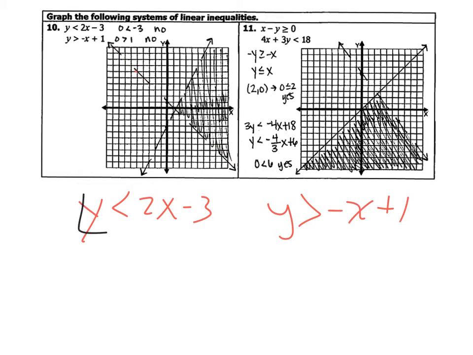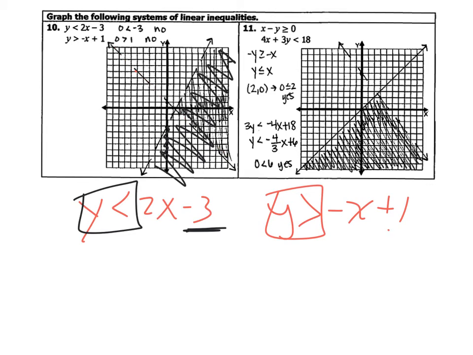If you look at the y is less than, and you put your pen or pencil on the negative 3, that means that's the shading down below. What they're showing you is this shading right here. And then y is greater than, put your pencil on the 1, and at 1 that goes up, so that's all the shading to the right. Notice that they overlap in this section right here, and that's what you need to do.